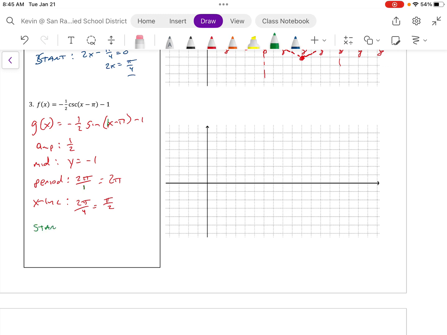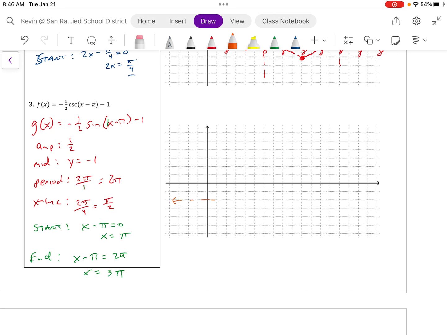And then our start and stop. Start: x minus pi equals 0, x equals pi. And then end point, x minus pi equals 2 pi, so x equals 3 pi. So those are start and stop.